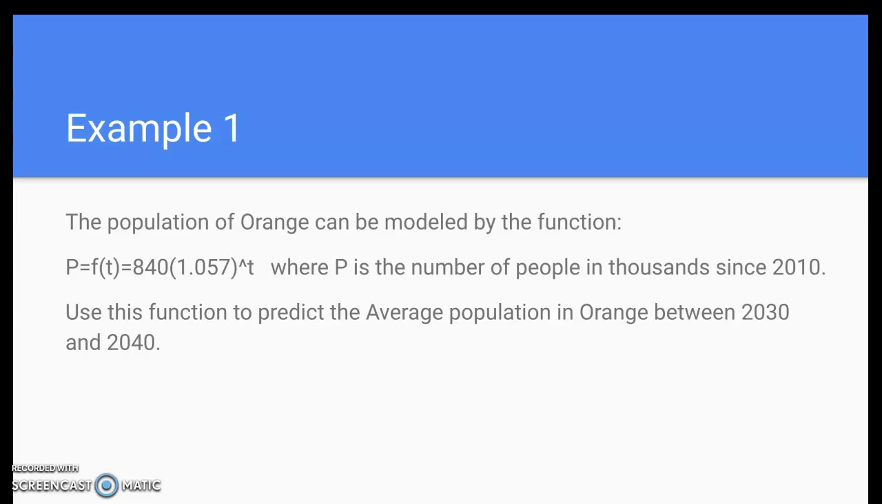Our first example is a simple population problem. The population of Orange can be modeled by the function p equals f of t equals 840 times 1.057 to the t, where p is the number of people in thousands since 2010. Use this function to predict the average population in Orange between 2030 and 2040.